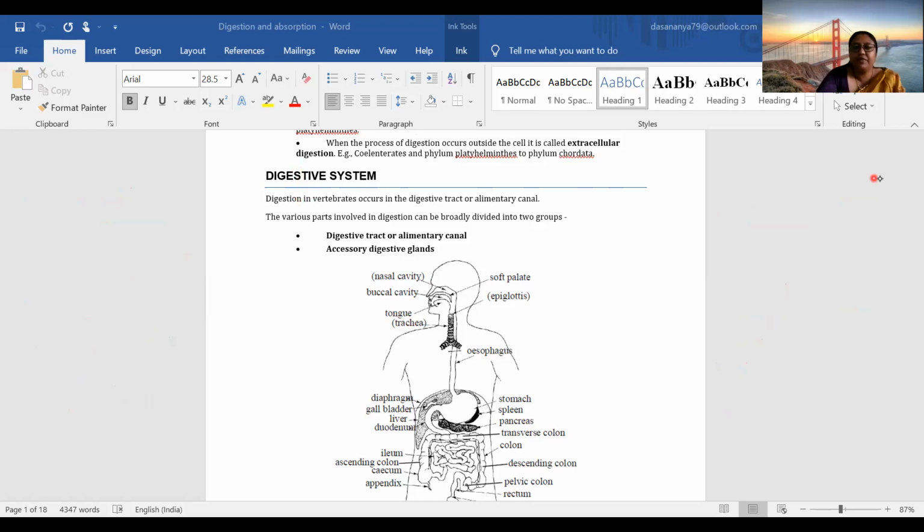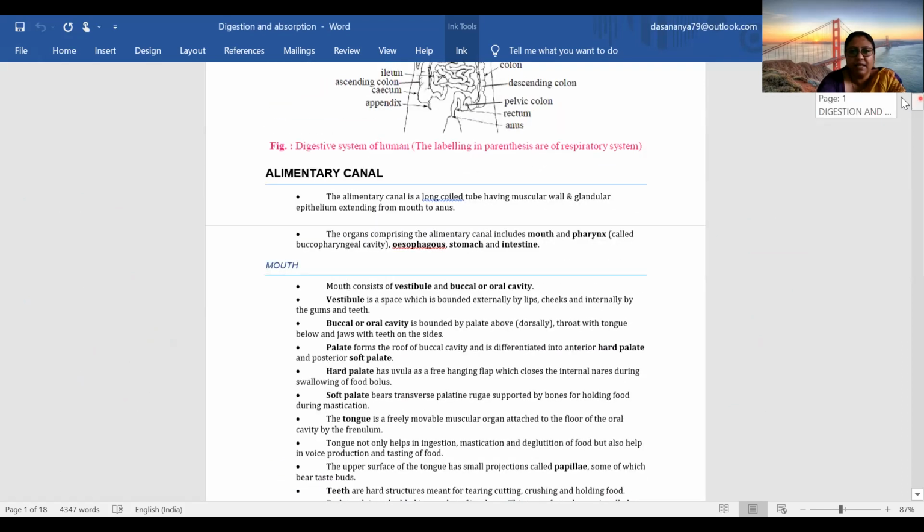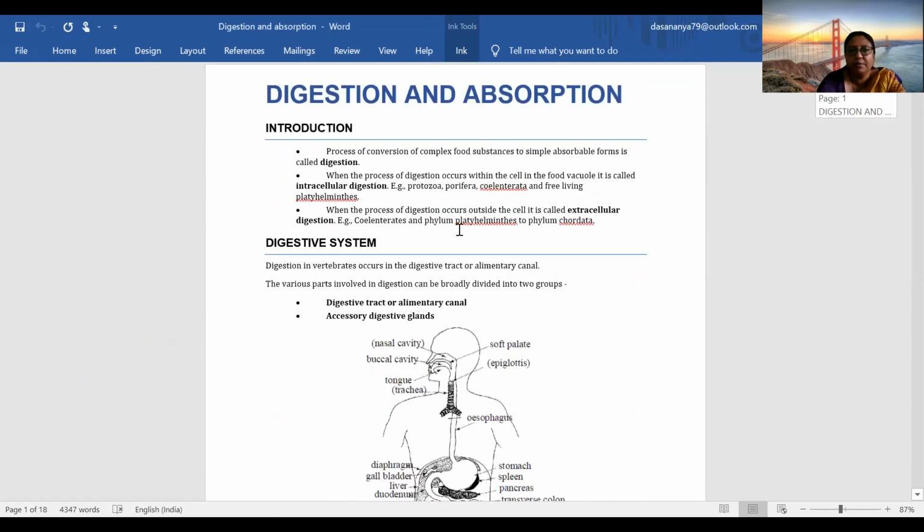So in case of our body, the digestion is extracellular. While discussing animal kingdom classification, we learned that digestion can be of two types. One is intracellular digestion, where the digestion is occurring inside the cell. For example, amoeba is a unicellular organism. So its food uptake is done inside the cell, digestion is occurring inside the cell.